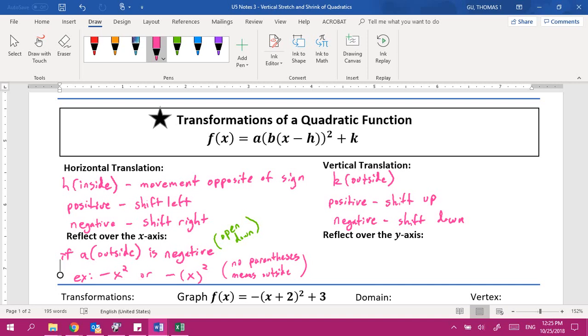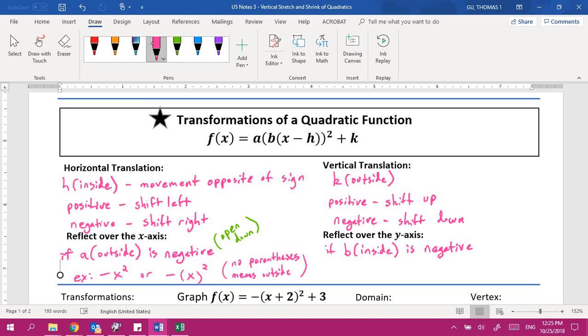So it's the same thing as Edgar said, it's the sign. So what sign tells you to do a reflection? Negative, right. If b, which is on the inside, is negative, that tells you to reflect over the y-axis. That doesn't change the way it opens. It's still opening upward. It just reflects it over the y-axis.